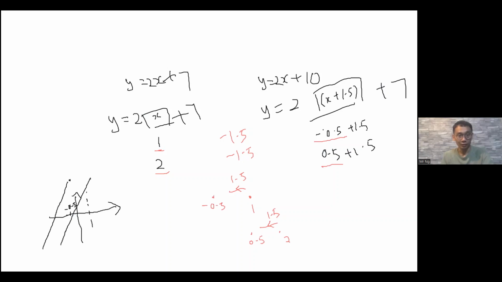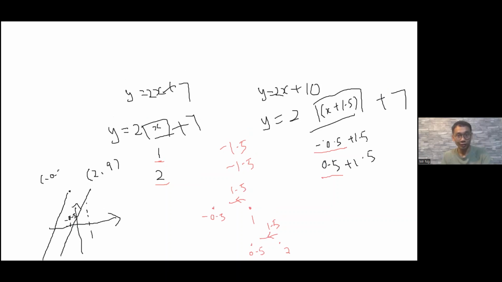So 2, 9 and negative 0.5, 9. Okay, so that's it. It shifts by negative 1.5.